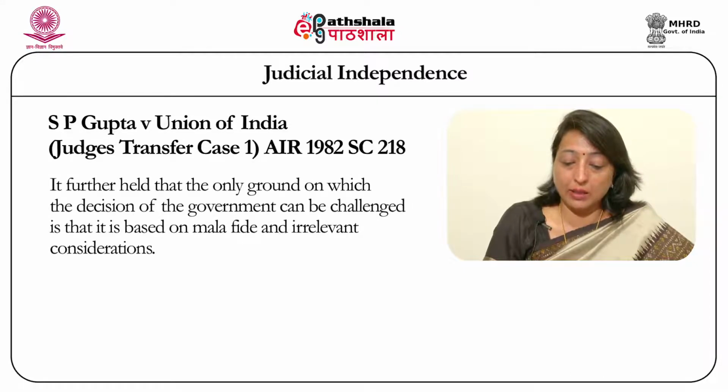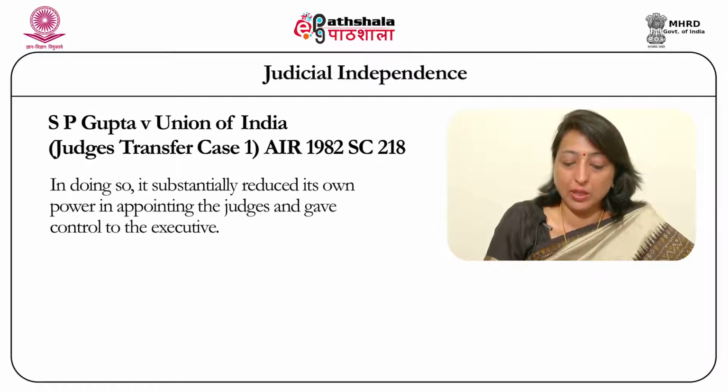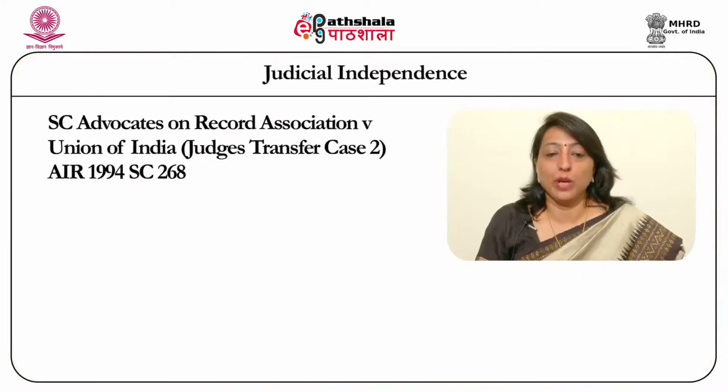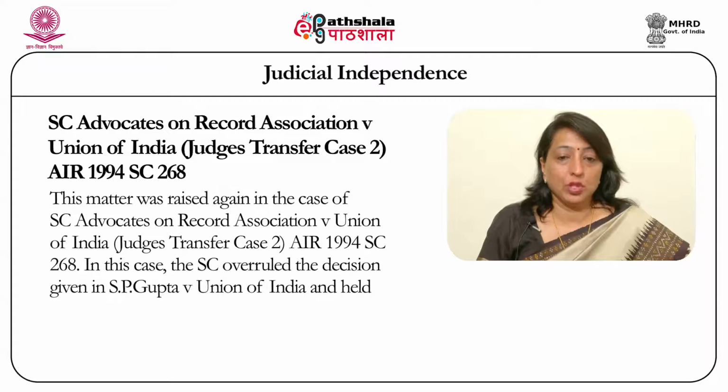It further held that the only ground on which the decision of the government can be challenged is that it is based upon mala fide and irrelevant considerations. In doing so, it substantially reduced its own power in appointing the judges and gave control to the executive. The matter was raised again in the case of Supreme Court Advocates on Record Association versus the Union of India, which is popularly known as Judges Transfer Case 2.